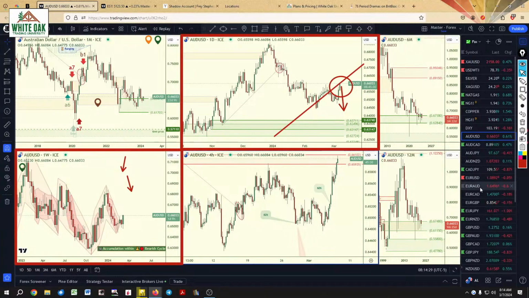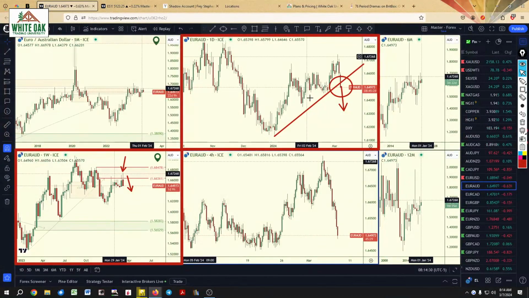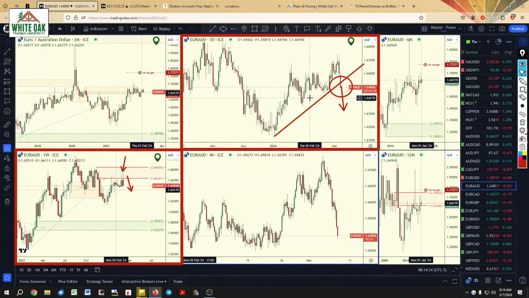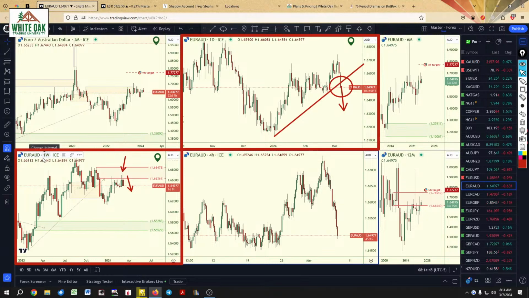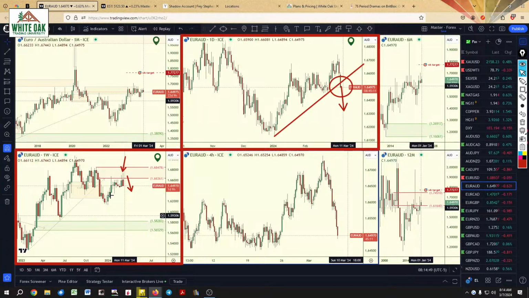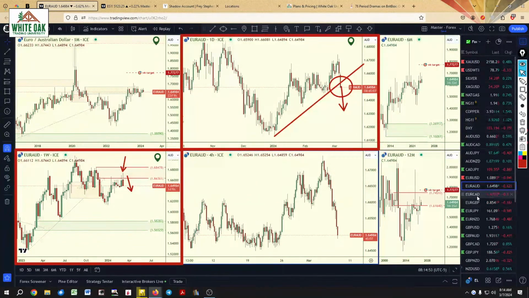So maybe the reason why this is dropping is purely because of the Aussie and has nothing to do with the euro. The thing is, for this to drop for a medium term, okay, which is what the weekly chart is suggesting, it wouldn't just be one pair doing all the facilitating of the move. It would be the two of them playing a role. So this is suggesting to me that we're going to see some weakness in the euro. Okay.